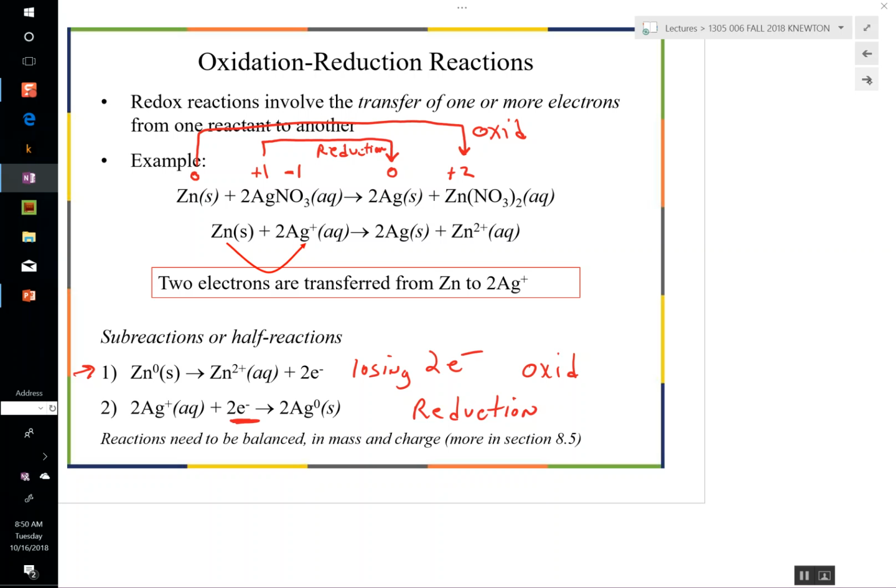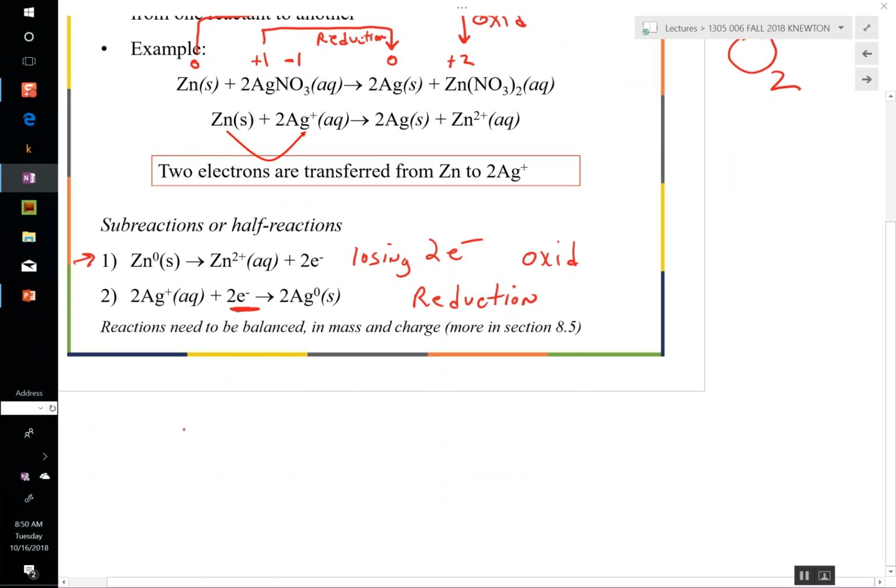There's many examples of that. Where did this name really come from? Well, it came originally from stuff reacting with oxygen. Oxygen oxidizes things. So if you took iron, this is rust. This is the reaction that produces rust. What's happening here? This is 0. This is 0. These are both elements. Elemental iron, elemental oxygen. What's the charge in ferric oxide? What's the iron charge?